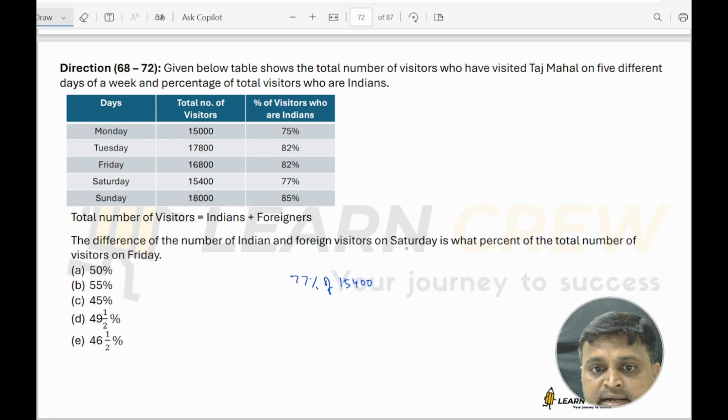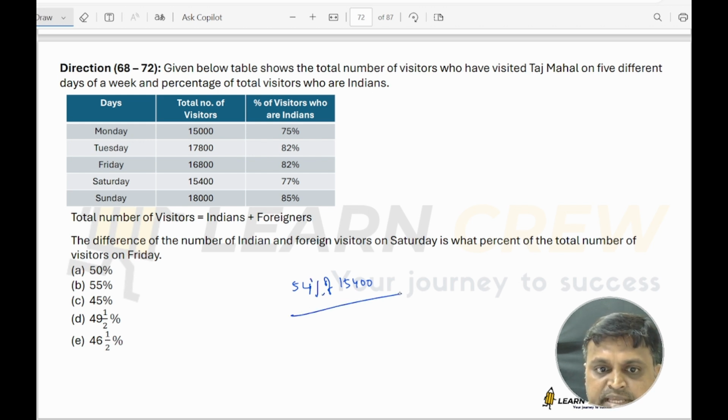Okay, and foreign visitors are the difference between the number of Indian and foreign visitors. 77 minus 23 is how much? 54. That is 54%. Yes or no? 54% of 15,400 is what percentage of the total number of visitors?